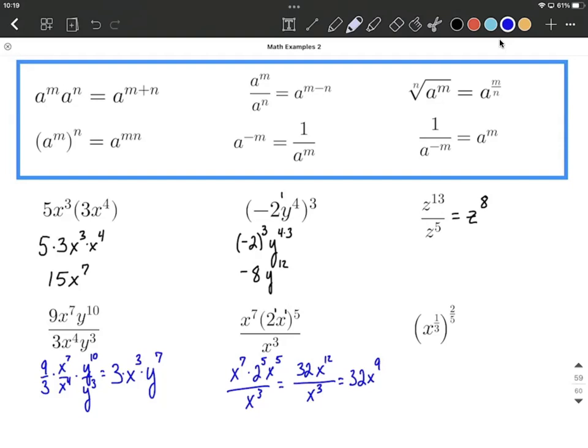Finally, over on the very bottom right, we have x raised to the 1/3 power, and that's all raised to the 2/5 power. So in this case, when you have an exponent on the outside, what we want to do is multiply our exponents together. So that's going to be x to the 1/3 times 2/5 power. From here, we're going to multiply our numerators together and multiply our denominators together to get our final result.